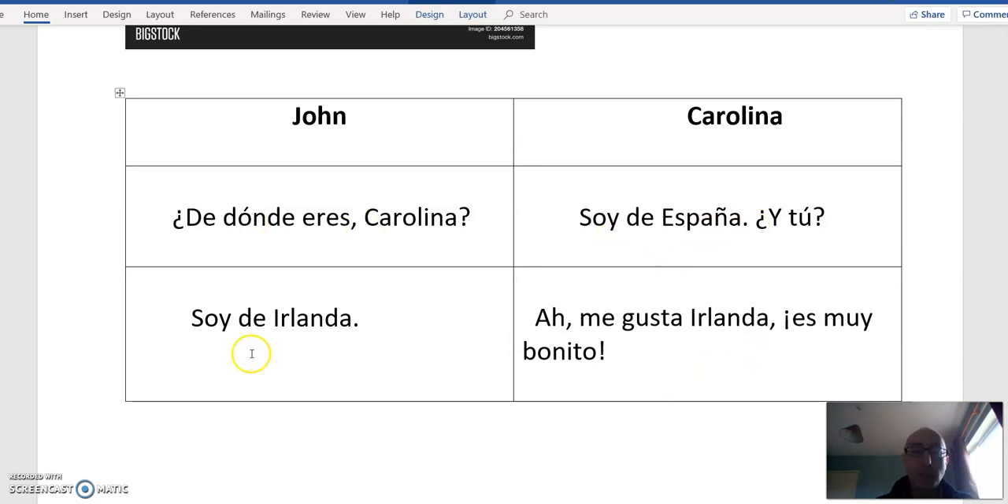So Carolina says, soy de España. John says, soy de Irlanda. We're talking about countries. De dónde eres means, yeah, you can guess it. Where are you from? ¿De dónde eres? Soy de España. ¿Y tú? Soy de Irlanda. Me gusta Irlanda. So me gusta Irlanda is I like Ireland. Es muy bonito. It's beautiful.